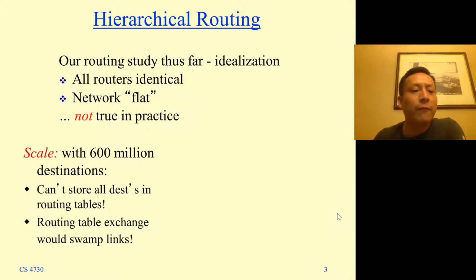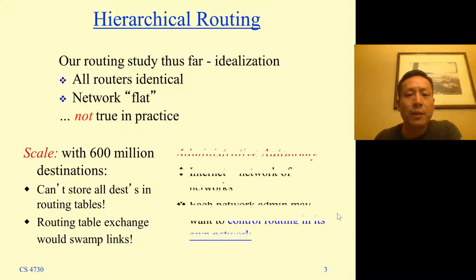Specifically, if we have like 600 million destinations in the network, and you treat them as individuals, it will really create a scalability problem. You simply cannot store all the destination addresses in all the routing tables. It's too much, right? And also, these routing tables need to keep exchanging reachability information with each other. That can be a huge amount of bandwidth consumption as well, data transmission.